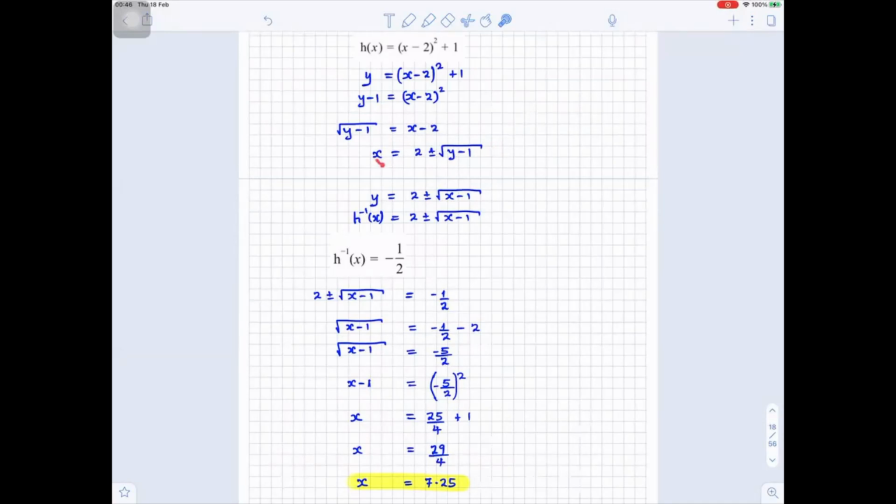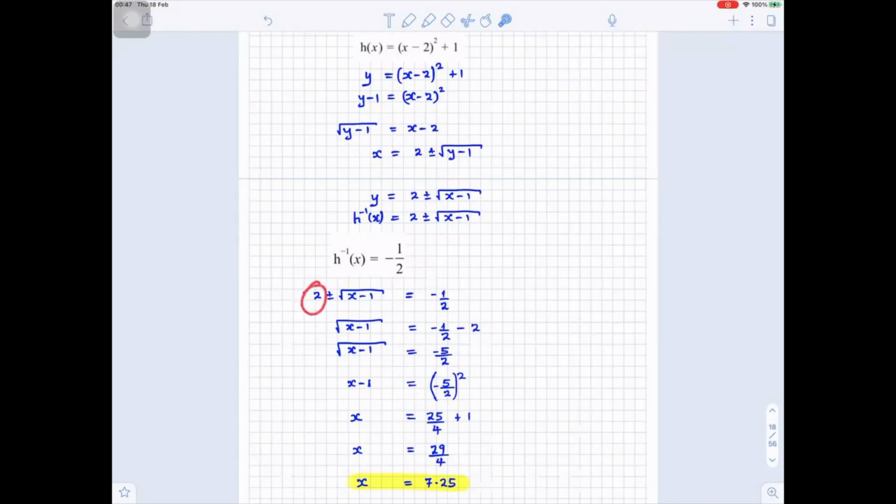And now you can swap x and y. So now you have y equals 2 plus or minus square root of x minus 1. And since y now is your h inverse of x, so that's your h inverse of x. Now you can substitute minus a half in there. So you have 2 plus or minus square root of x minus 1 equals minus a half.